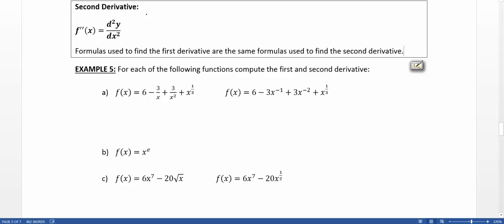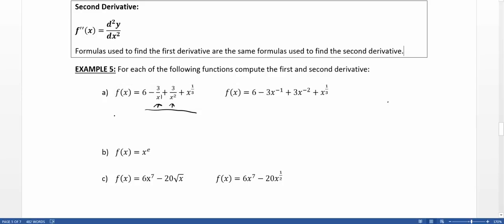So we're going to start with the function 6 minus 3 over x plus 3 over x squared plus x to the 1/3. So again, we have to start with a rewrite because we can't really do anything when our variable is down in the denominator. So we rewrite this as 6 minus 3x to the negative 1. So here, remember that there's an invisible little 1 here that we don't usually write. So if we want to bring that up, we have to make that 1 negative. Similarly, 3 over x squared becomes 3x to the negative 2. And then our x to the 1/3 stays the same.